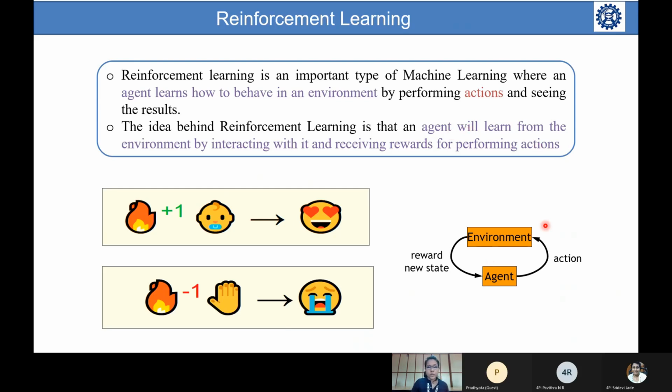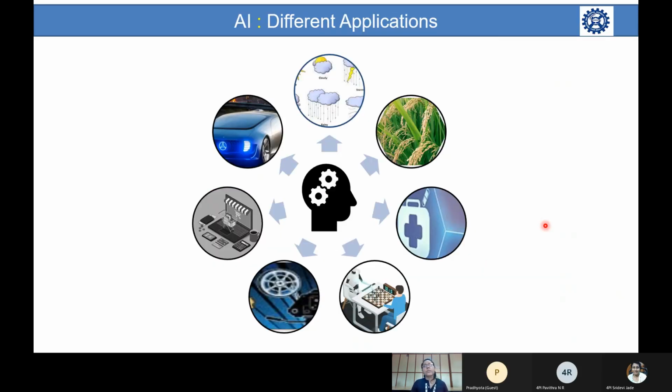This is about reinforcement learning. So basically I have covered the basics of AI, how it worked, and what types of learning are available. Now we will see how AI will be used in different sectors and applications, like weather, climate, agriculture, healthcare, gaming, e-commerce, and autonomous vehicles. We will see one by one.